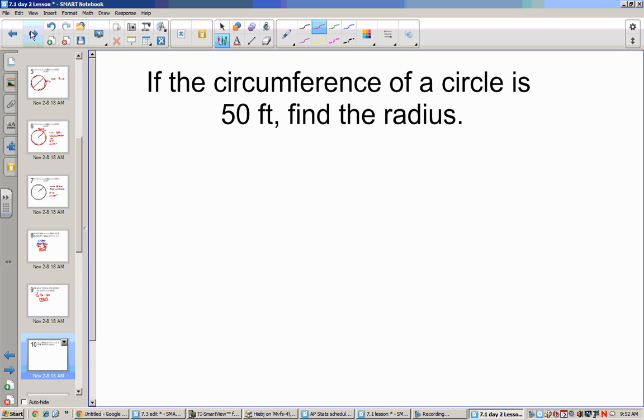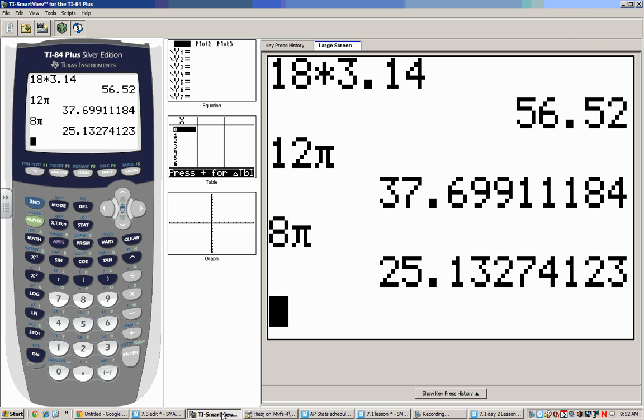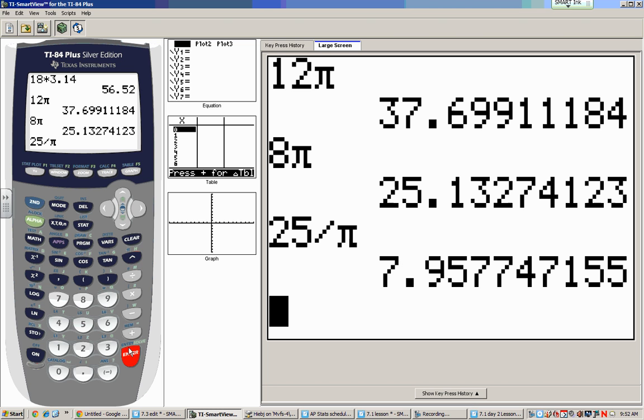Now in this situation, the circumference of the circle is 50. It is not 50 pi, it is just 50. So we'll write 50 is equal to 2 pi r. First thing we can do is divide by 2, so 25 equals pi times r. Next thing you divide by pi, so we can do 25 divided by pi, and we get the answer 7.96.